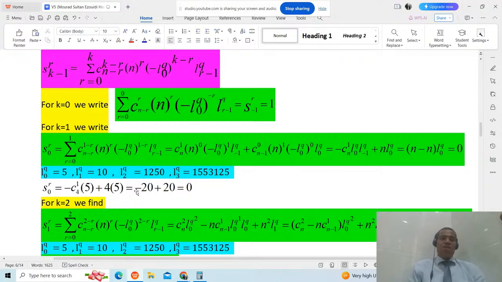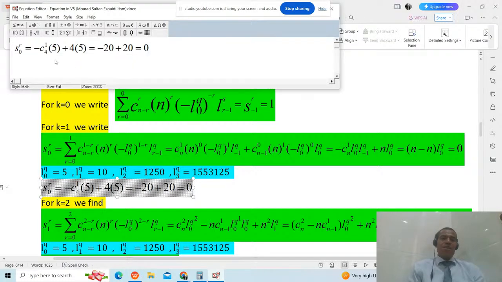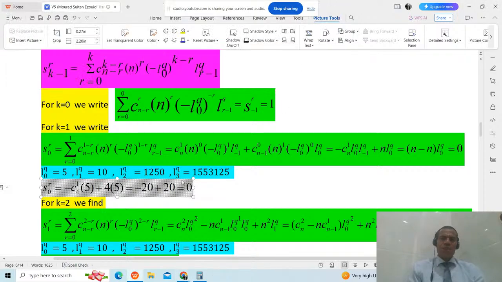So in order to apply this, learners, we make a negative combination: 4 choose 1 times 5, which is 20, negative 20, plus 4 times 5, which is 20. So the value of this is 0, learners. Okay, so we'll just close this one up.